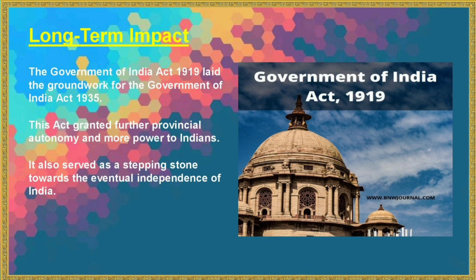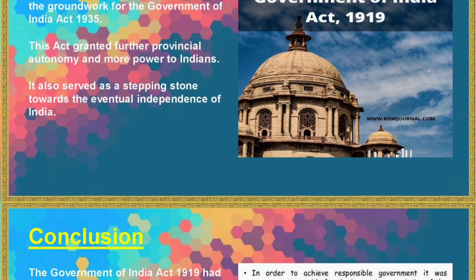Long-term impact: the Government of India Act 1919 laid the groundwork for the Government of India Act 1935. This Act granted further provincial autonomy and more power to Indians. It also served as a stepping stone towards the eventual independence of India.